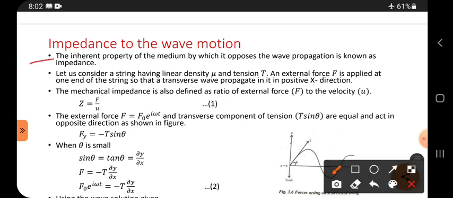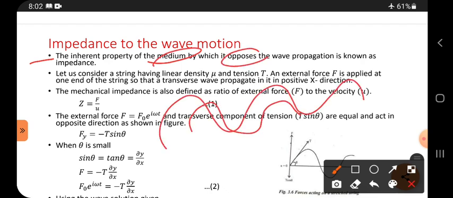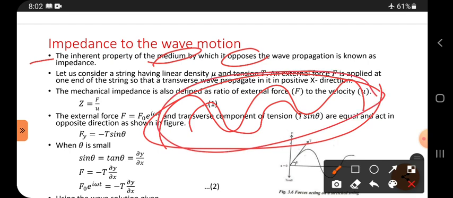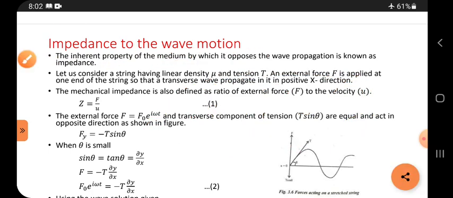What is impedance? The inherent property of the medium by which it opposes the wave propagation is known as impedance. So its simple meaning is that it is a property of the medium which opposes the motion of the wave. Suppose the wave is traveling in this direction. Something can decrease its motion, something can oppose its motion. That something of the medium is simply what we call impedance.